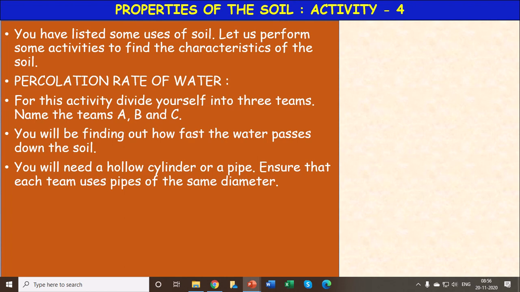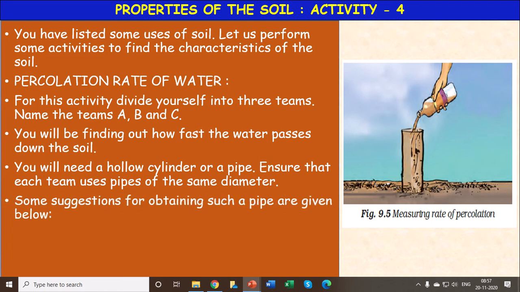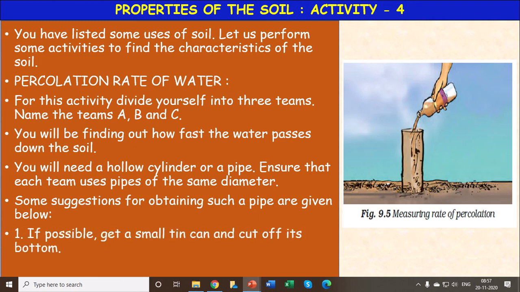You will need a hollow cylinder or a pipe, and ensure that each team uses pipes of the same diameter. Okay, this is the condition. Some suggestions for obtaining such a pipe are given below. Go through the first condition.